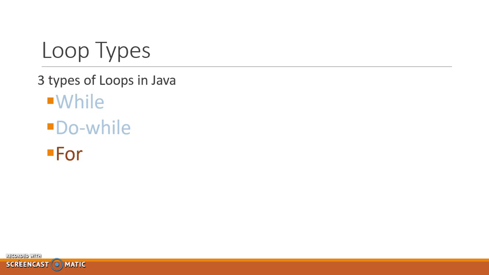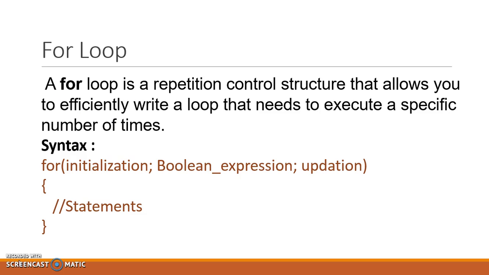Now we are going to see the third type of loop, that is the for loop. The for loop is a repetition control structure that allows you to efficiently write a loop that needs to execute a specific number of times. So if you know the specific number of times to repeat things, then we can use the for loop. In the syntax of the for loop, the initialization, the condition and the updation come in the same line, inside which we write the set of statements.